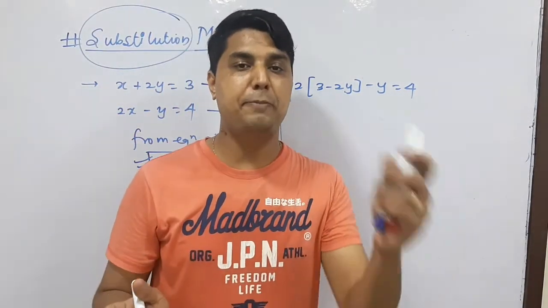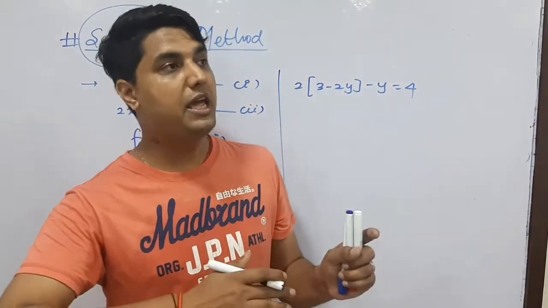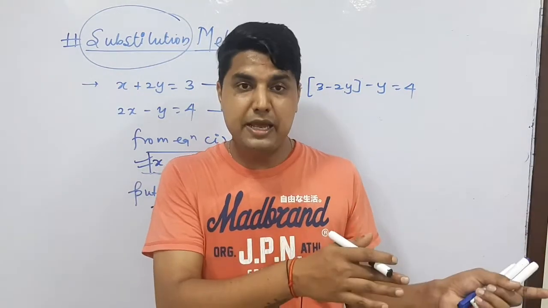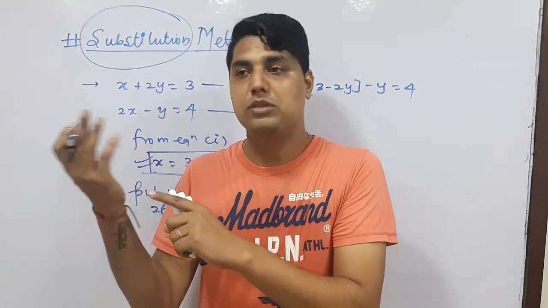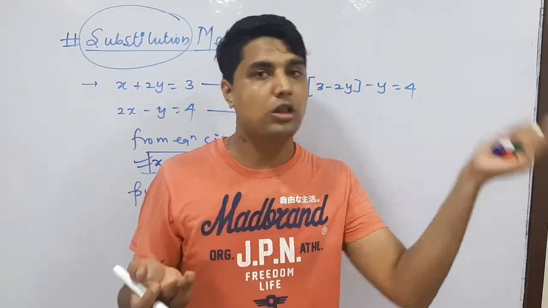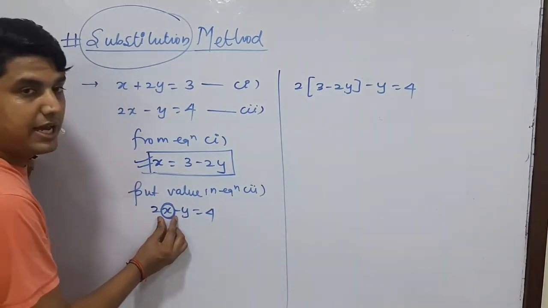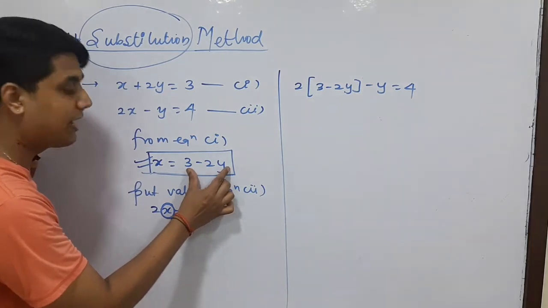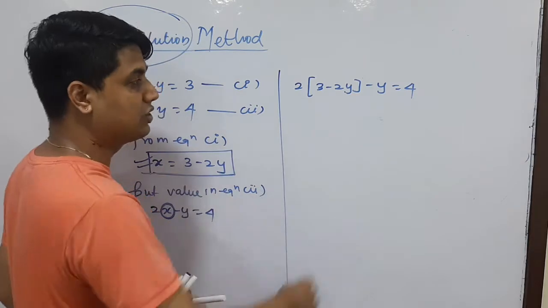Substitution means to replace something. Similarly, in games we have substitute players. These players replace the playing players for any cause. Sometimes the playing player gets injured, so we call the substitute player. Similarly, here the variable x was there, but we have replaced this x with 3 minus 2y. That means in place of x, we have substituted the value 3 minus 2y.